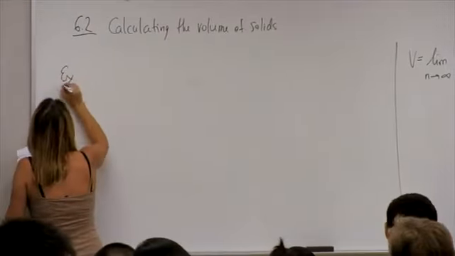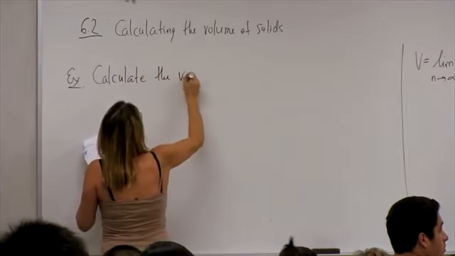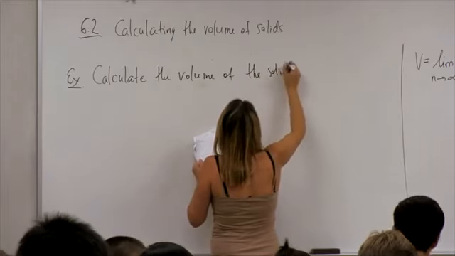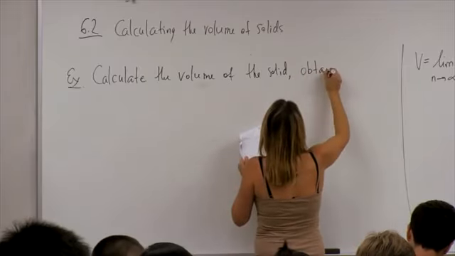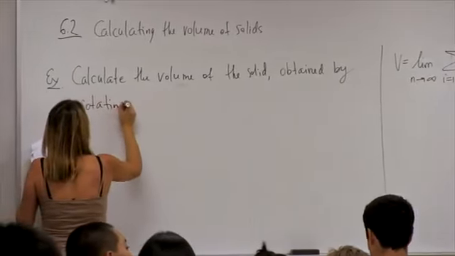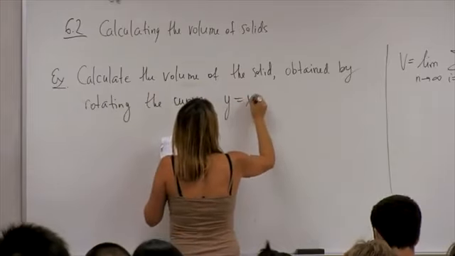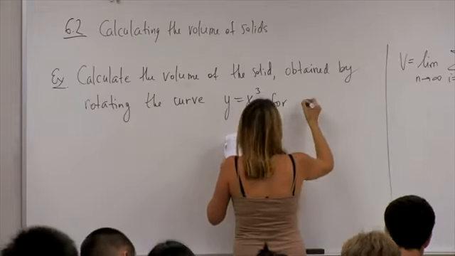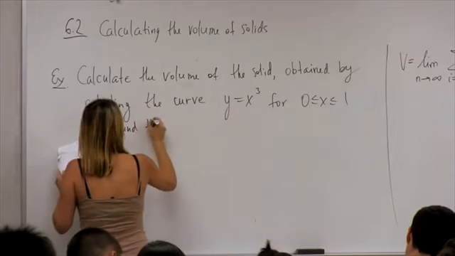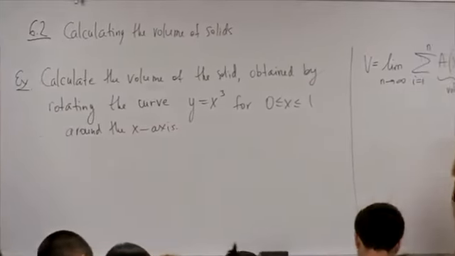So here's a typical problem. Calculate the volume of the solid obtained by rotating the curve y equals x cubed, for x between 0 and 1, around the x-axis.